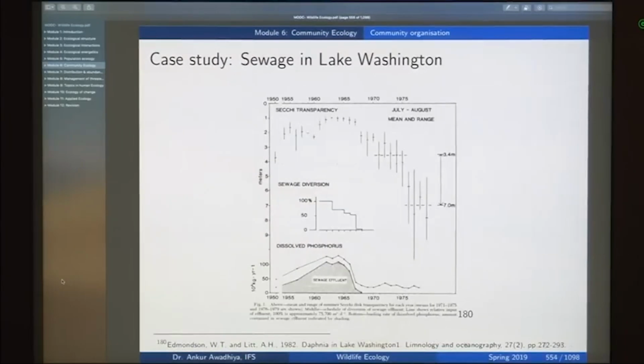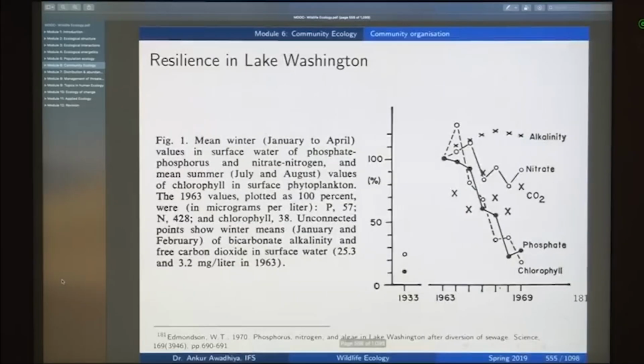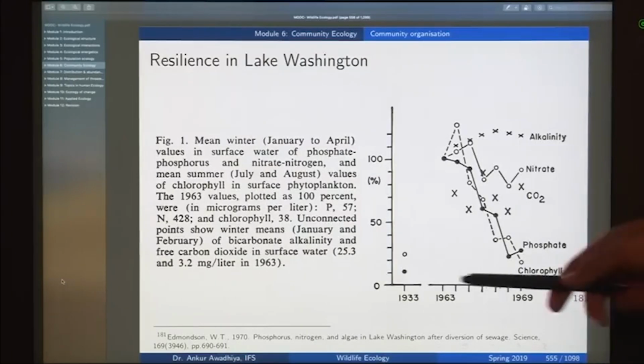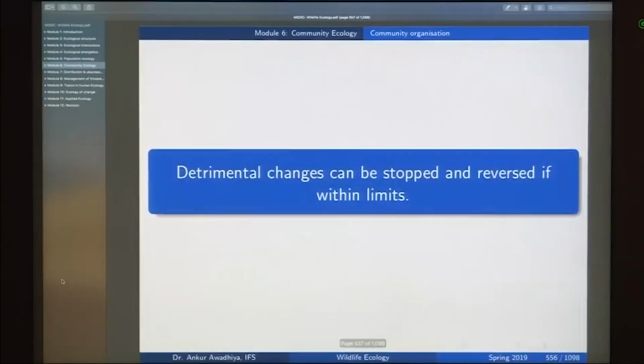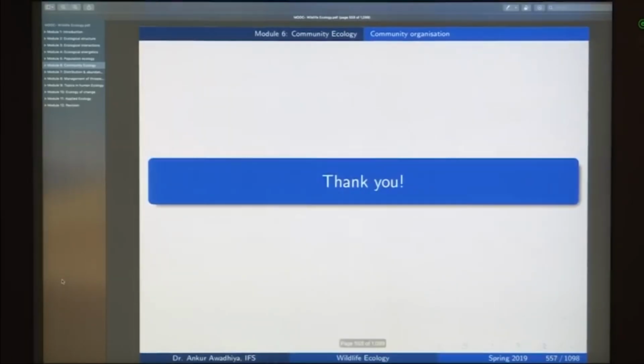Then we had a case study of sewage in Lake Washington, and even after you had a large amount of disturbance, the community was again able to bring itself back to the normal conditions, which tells us that if you are within the limits, then the detrimental changes can be stopped and reversed.